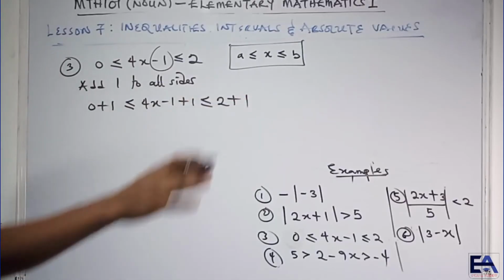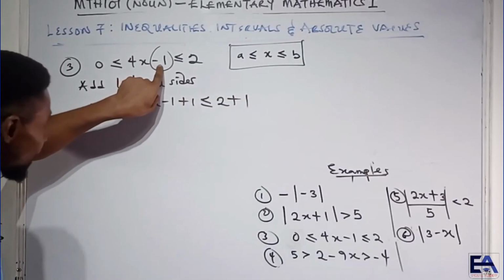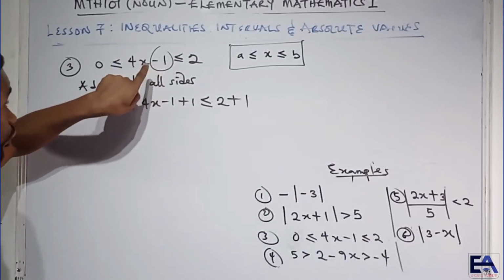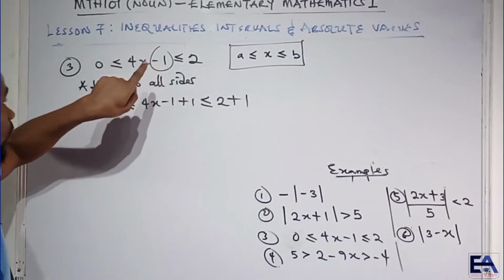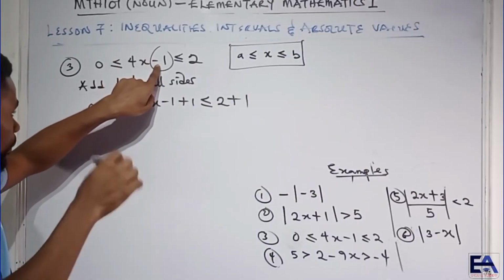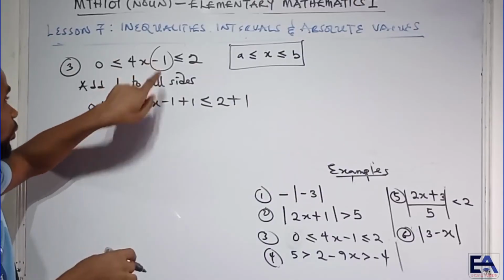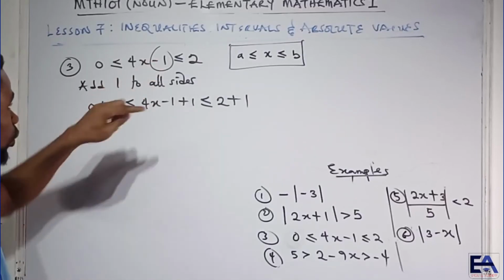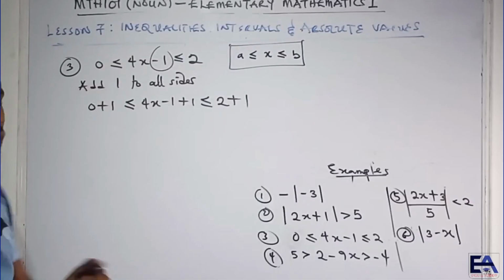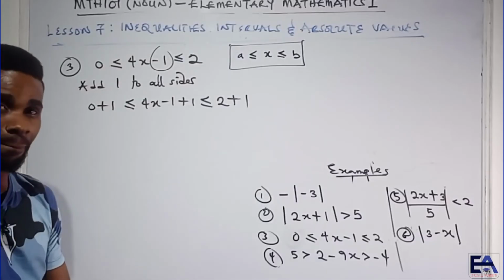So I'm adding 1 to all sides just to eliminate this minus 1. If it was plus 1 that was there, then I would subtract 1 from all sides. But because it is minus 1 that is there, the opposite of minus 1 is plus 1. So you understand, the opposite of anything you find there is what you apply. But you don't only apply it there, you apply it to all sides so that everybody will have equal share.